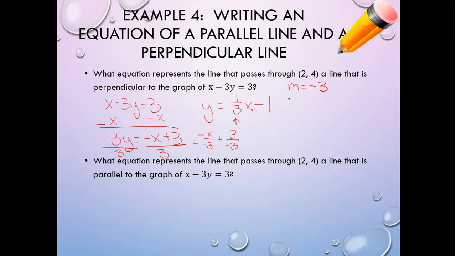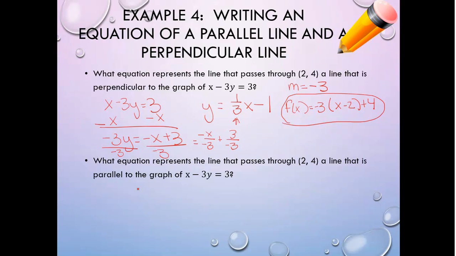Now let's find the equation. Notice it doesn't ask for slope-intercept form, so I can leave it and be lazy. So my slope, got f of x equals negative 3 times x minus 2 plus 4. I'm done. Doesn't say slope-intercept. I'm going to leave it like that.